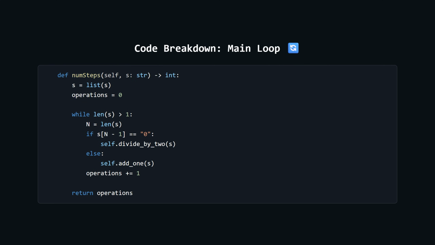Finally, here is the main loop that puts it all together. First, we turn our string s into a list so we can modify it, and set our operations counter to 0. We keep running our loop as long as the length of our list is greater than 1. Inside, we just check the very last character. If it is a 0, the number is even, so we call our divide by 2 function. If it is a 1, the number is odd, so we call our add1 function. We then add 1 to our operations counter. When the list shrinks down to a single character, the loop ends, and we return our total operations.